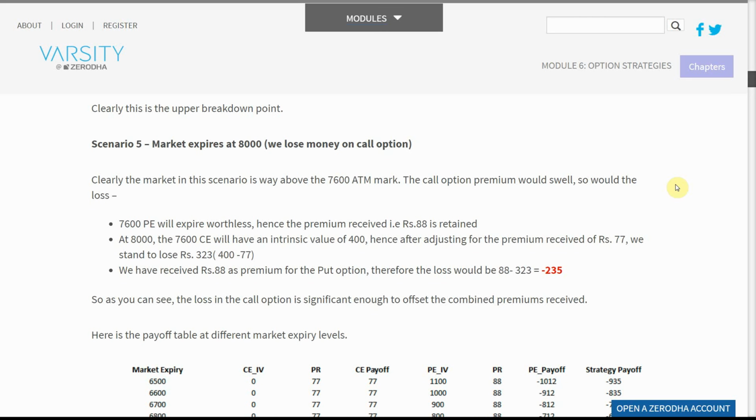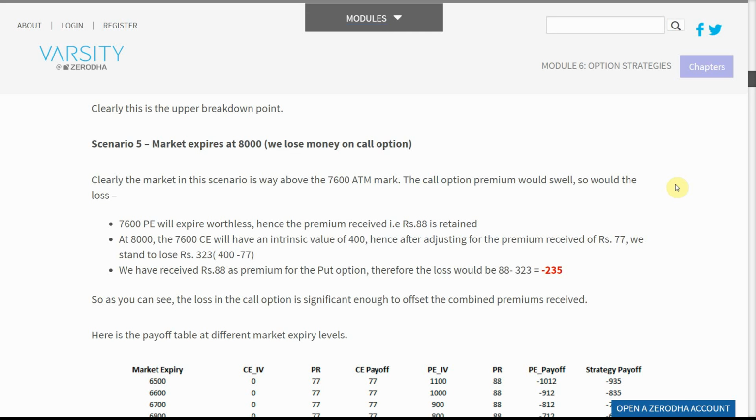Scenario 5, market expires at 8,000. We lose money on the call option. Clearly the market in this scenario is way above the 7,600 ATM mark. The call option premium would swell. So would the loss. 7,600 PE will expire worthless.